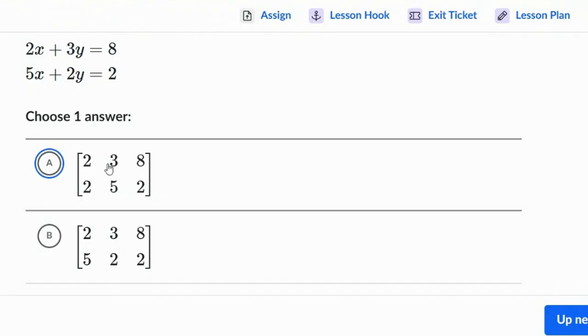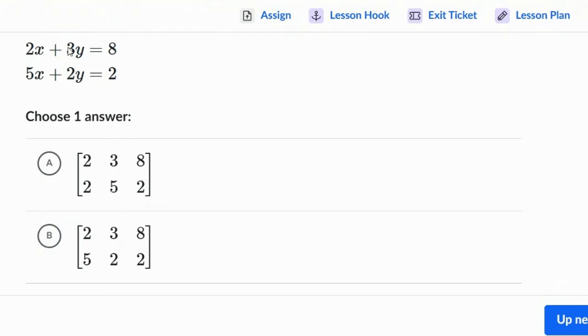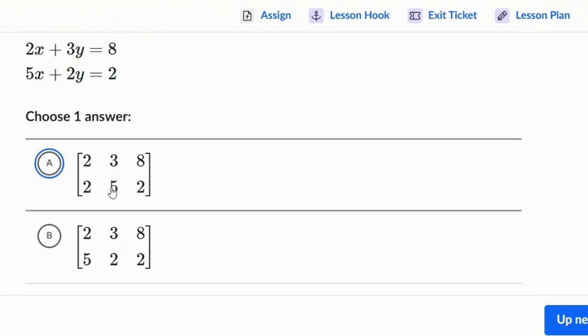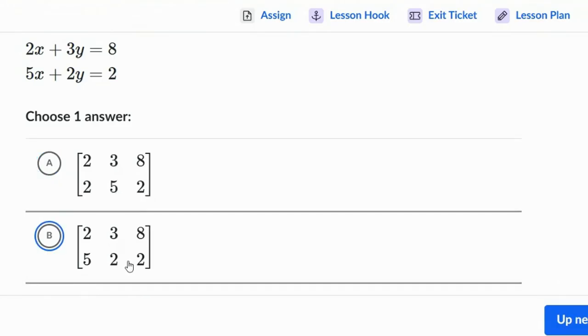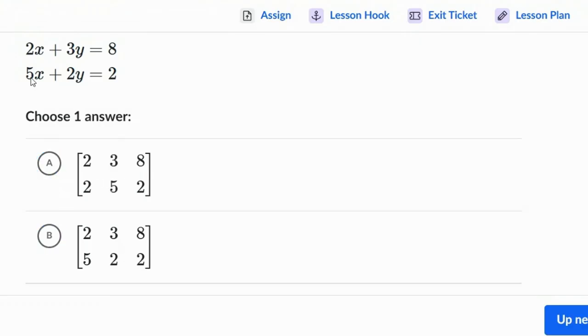Because when you look at these two, the first row is the same, 2, 3, 8. So that should match 2x, 3y equals 8. The second row is the only row that's different. It's either 2, 5, 2 or 5, 2, 2. That determines which one is correct. Well, we've got 5x and 2y.